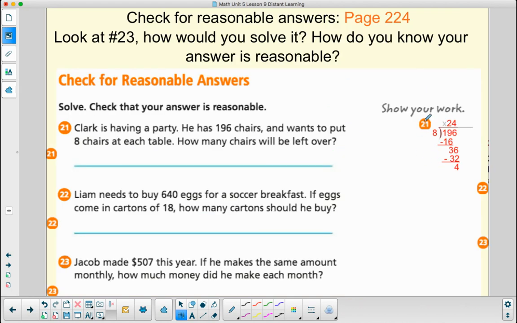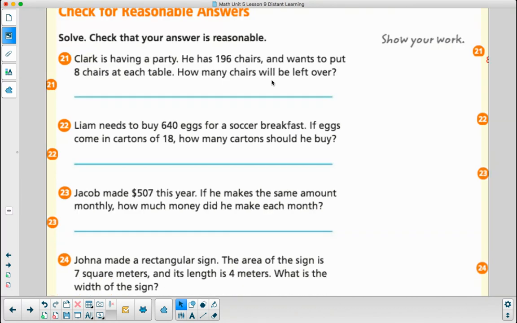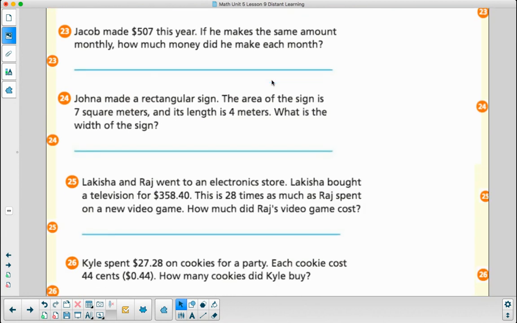Page 224. Sorry about that. So on page 224, don't worry about this 23. Actually, let's take a look at number 23 once. So number 3, Jacob made $507 this year. If he makes the same amount monthly, how much money did he make each month?